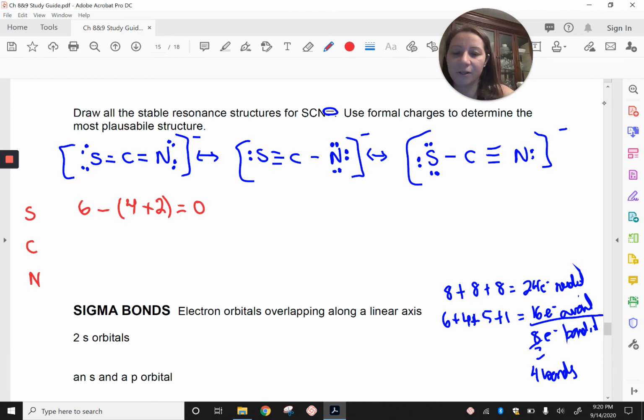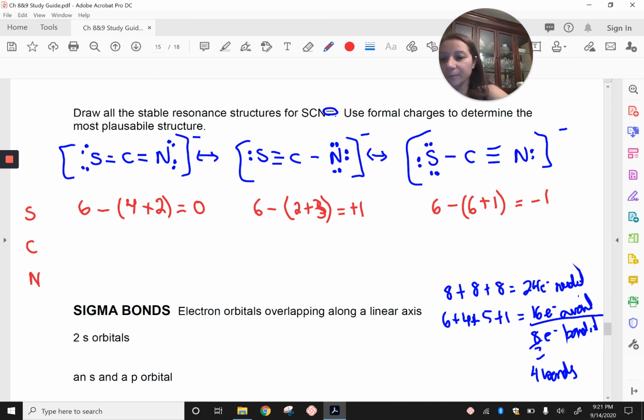Let's do it for this sulfur here. So 6 valence electrons minus, and then I have 2 electrons in lone pairs plus 3 bonds. So 6 minus 5 is plus 1. Here, my sulfur has 6 valence electrons minus 6 electrons that are in lone pairs plus 1 bond. So 6 minus 7 is minus 1.